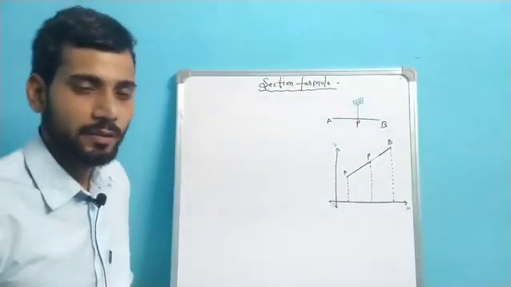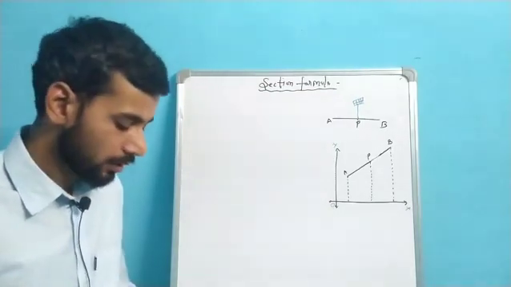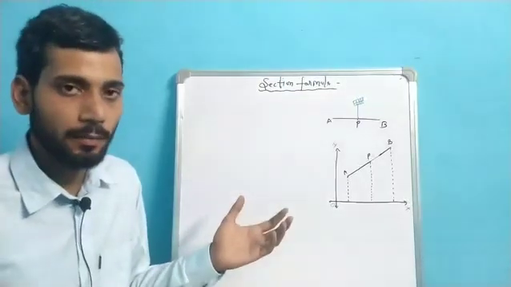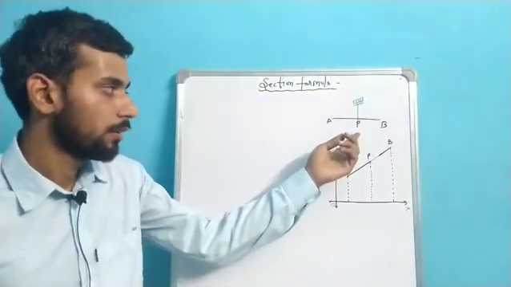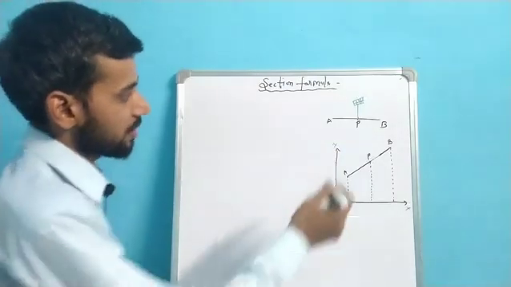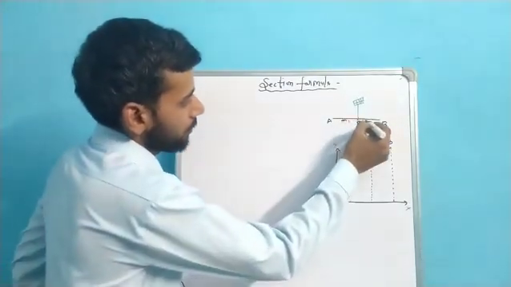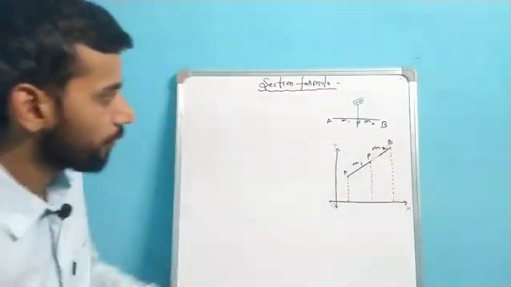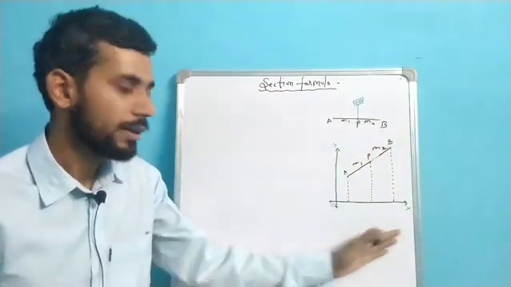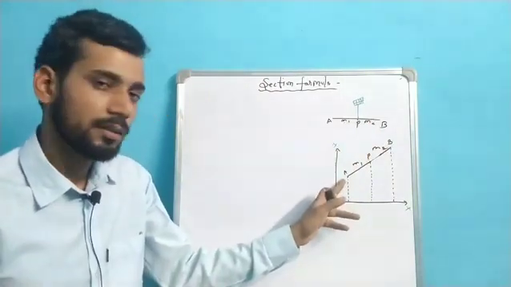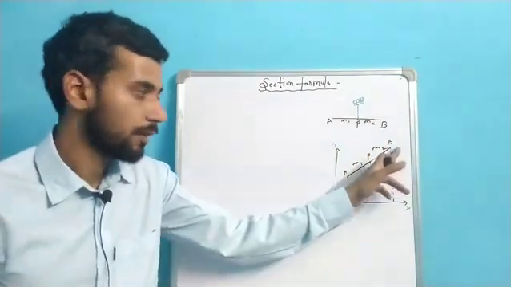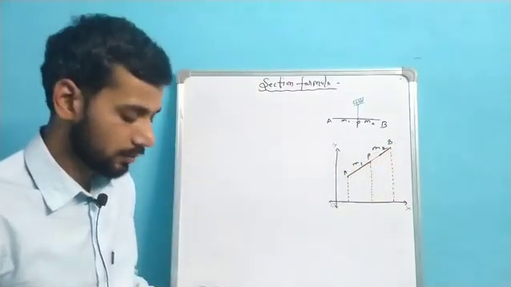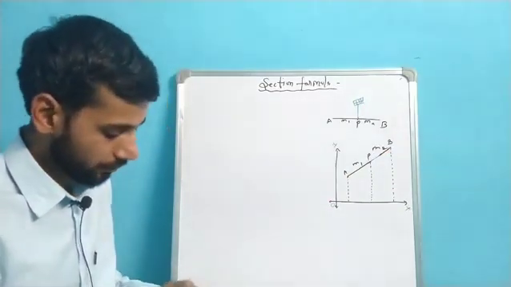Today we discuss the section formula, a condition in which a telecom company wants to set a tower between the two cities A and B at a point P that divides this distance in the ratio m1 to m2. This one is m1 and this one is m2. If we plot this diagram on a coordinate axis, this is point A, this is a city, and B is another city. P is the point at which the company wants to locate its tower.